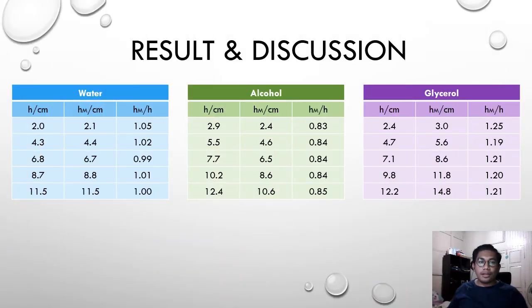So for the result and discussion part, the table shown in this slide is the result obtained from the experiment and recorded in the form of a table. H is the immersion depth of the immersion probe in the beaker, while HM is the height difference in the manometer.